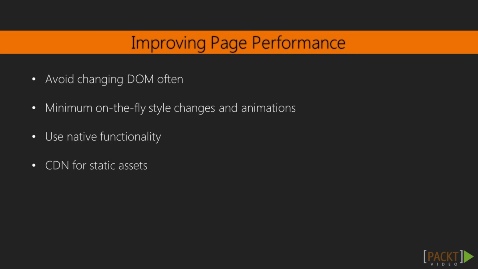If you have to use them, try to use the native functionality rather than some library which makes it available through some other methods. The Content Delivery Network, CDN, should be used for serving static assets. This way, the client gets them from the server closest to their location.